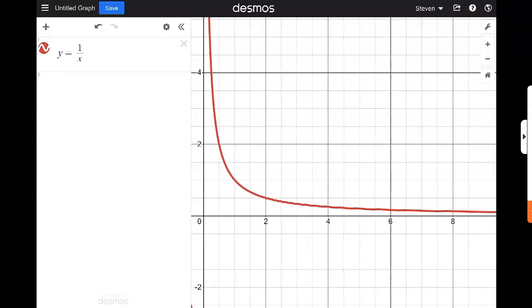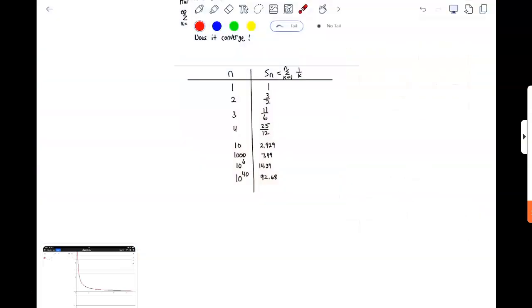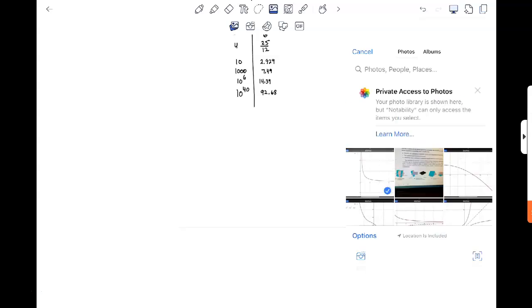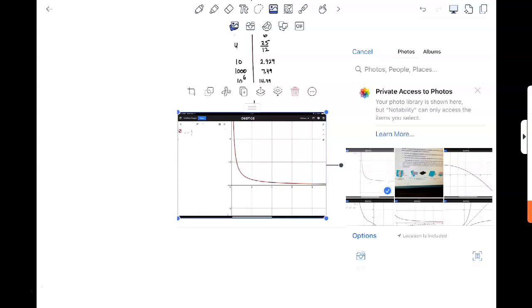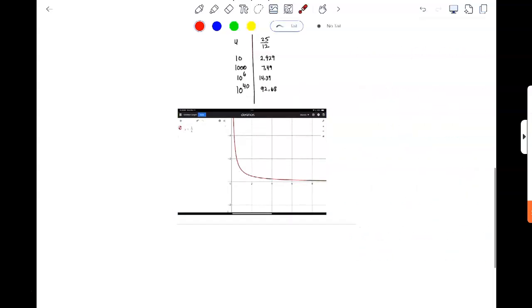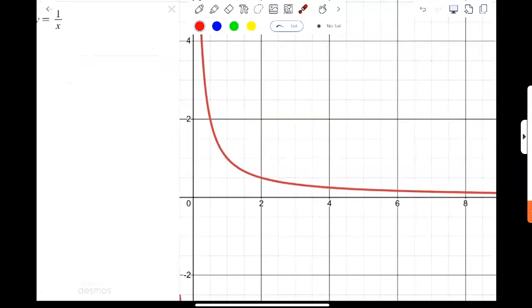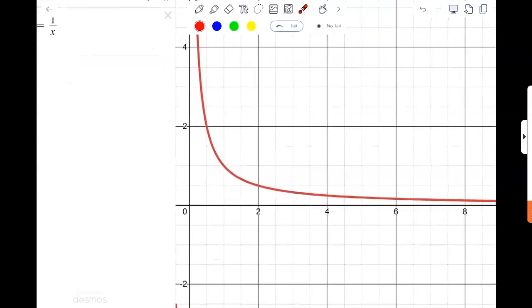All right. So let's take a look at the graph here of this function. And we're going to use the graph. And in the graph here, I'm going to start making some rectangles.